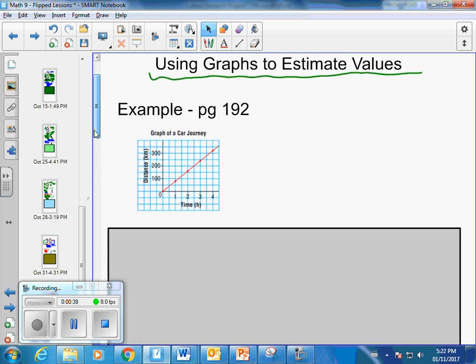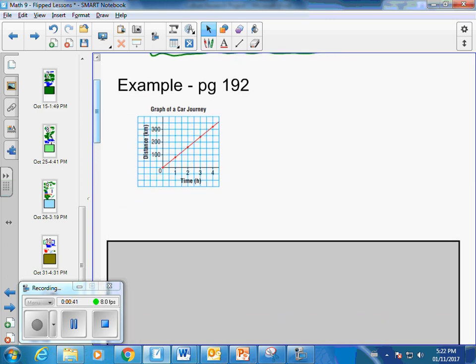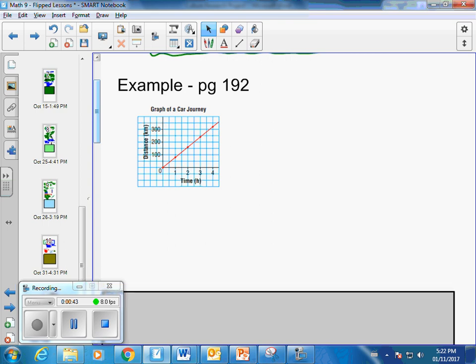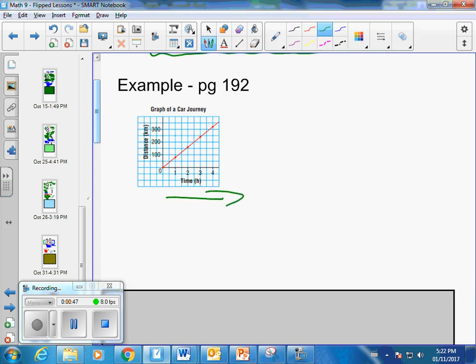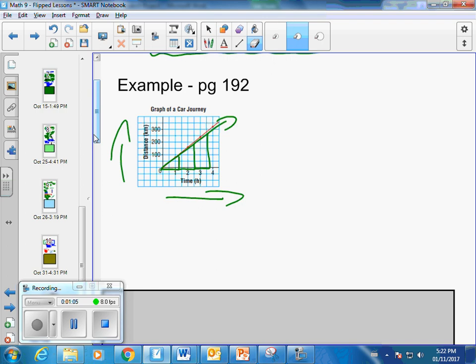So they have a graph here that shows the journey of a car. Heading this way, this is how many hours that you're driving for, and this way shows the distance covered. So if you look at our graph here, what it's showing is that as time goes on, my distance increased. The further I drive, more distance, so on and so forth.